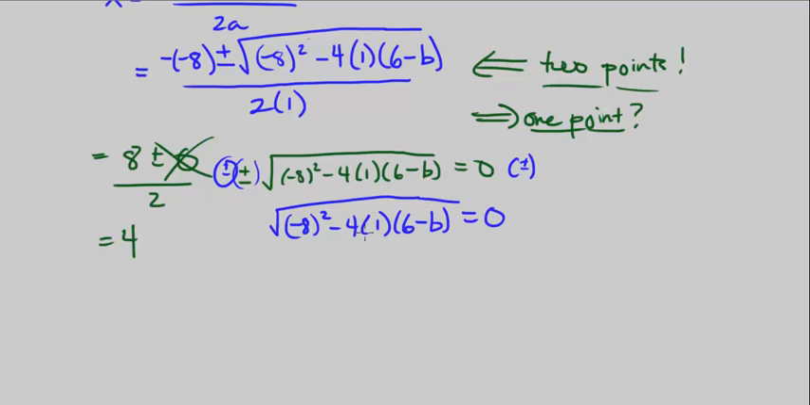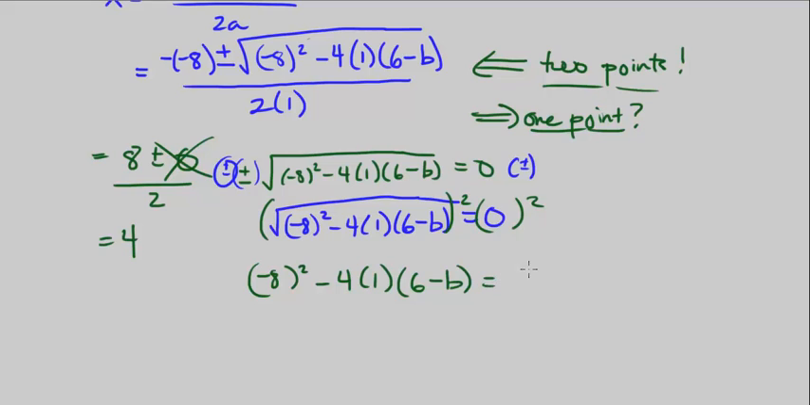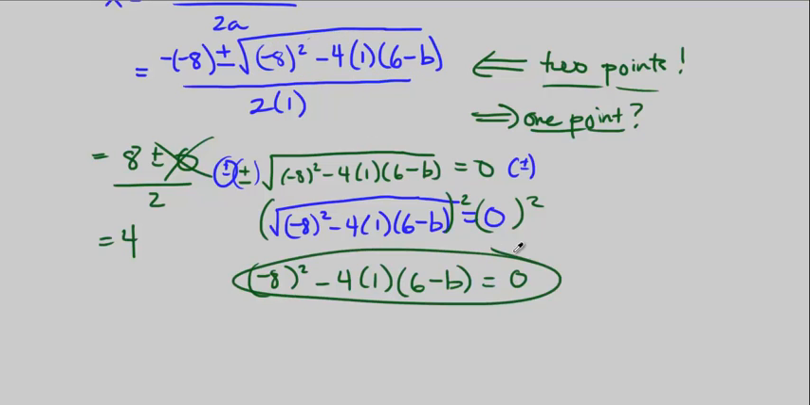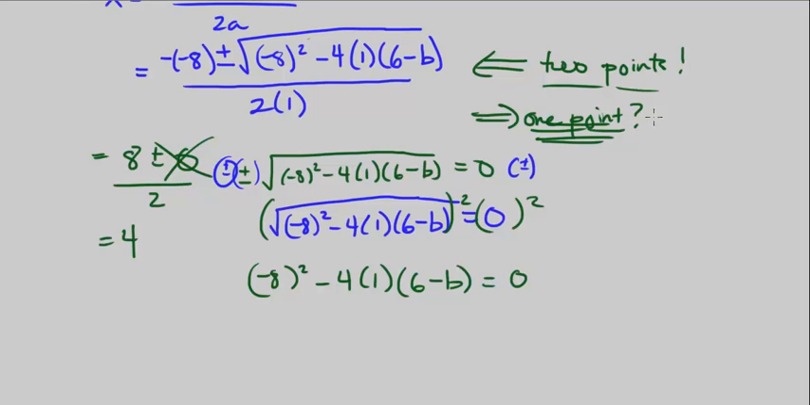Now, what do you want to do to solve for this? Well, let's square both sides. Let me use a different color. Square both sides. Then we get rid of the square root. We have negative 8 squared minus 4 times 1 times 6 minus b equals 0 squared, which is still 0. Okay? So really what we could have said was, well, what's inside here has to equal 0 for there to be only 1 point for x. Because right now we get 2 points, but if this is 0, we get 1 point.